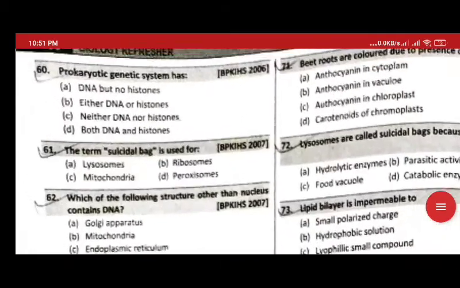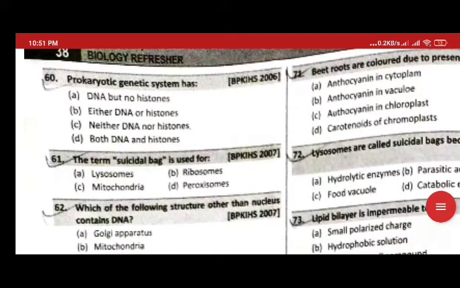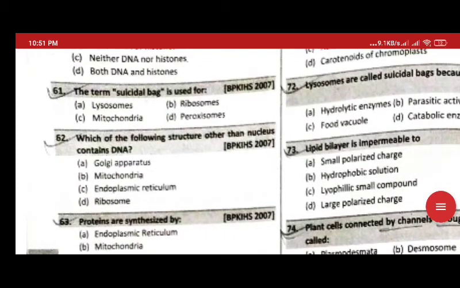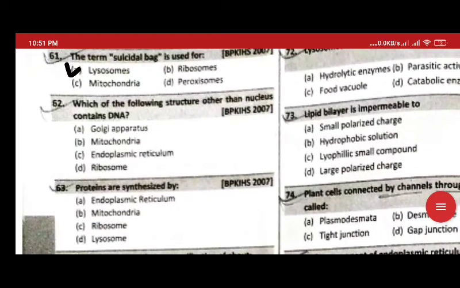Now we have 60 number question. Now where prokaryotic genetic system has. So prokaryotic system has what? DNA but no histone protein. So A number is that the term suicidal bag is called what? Suicidal bag is called lysosomes. Now which of the following structures other than nucleus contain DNA? So DNA contained in what? Mitochondria. So B is right.